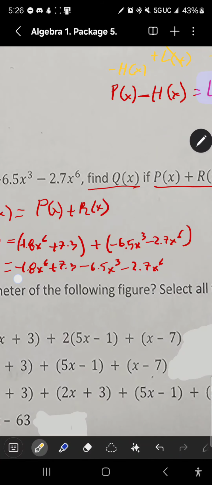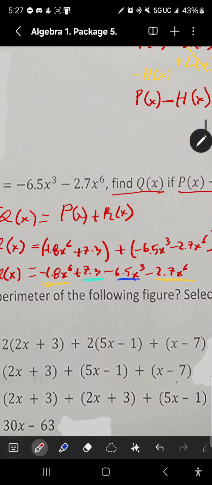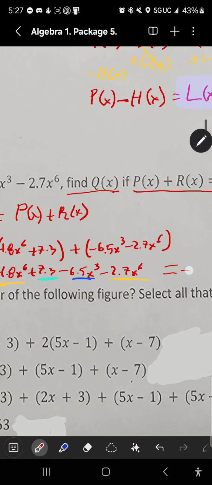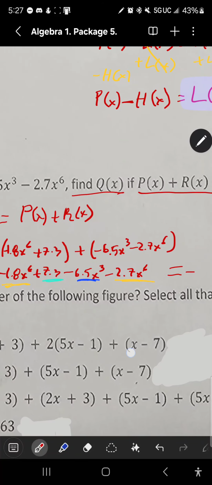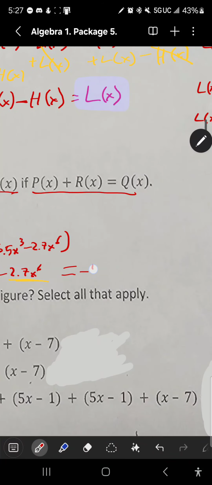like numbers. So this is an x to 6. I see an x to 6 here. Come here. This is a long number, and I don't see any other. This is an x to 3, and I don't see any other either. So let's see. The like ones are 1.8 x to 6 and 2.7 x to 6. As you can see, they are both negative, so we keep the negative sign and we add them together. And if I'm not mistaken, that's going to be 4.5.